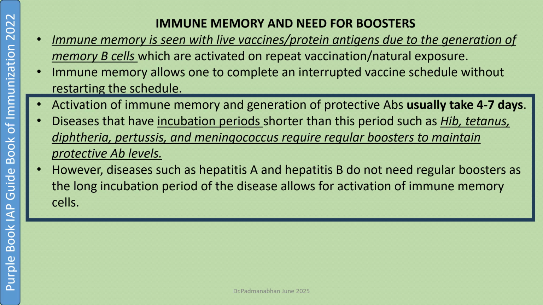If any disease has an incubation period less than that, you will have to have ready-made antibodies available in the body. And that can be available only if you give regular booster doses. You give a booster, the antibodies may be there for 4 or 5 years. After that, it starts waning. Therefore, in conditions like diphtheria, pertussis, meningococcus, tetanus, regular boosters are required. When the incubation period is long, like hepatitis B, the memory B cells become active within 7 days, then immediately it is gone.